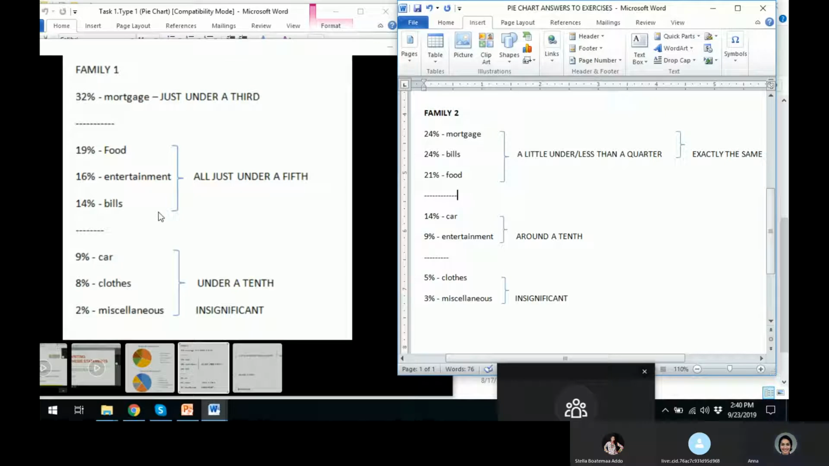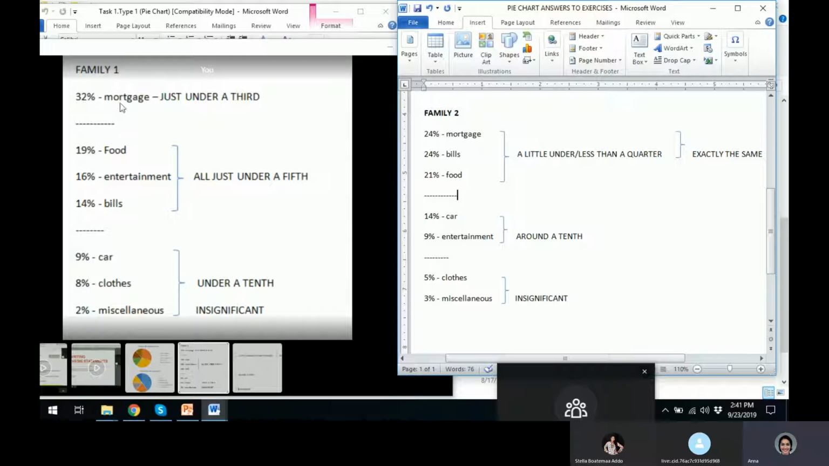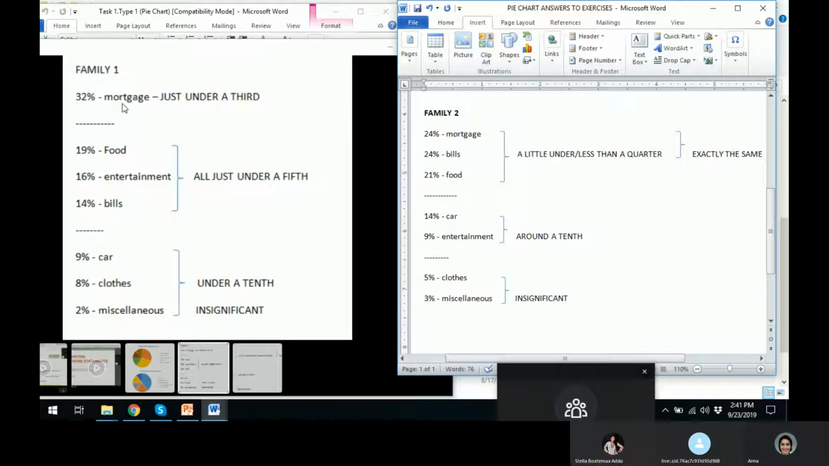So, based on which family spends more on what, what can you say about their priorities? Which one does family one prioritize? Mortgage. Family one prioritizes mortgage most, but for family two, the priority is the same for mortgage and bills. And then, of course, food follows. How can we classify food? Is it a basic need? Yes, it is. How about entertainment? Not necessarily a basic need.